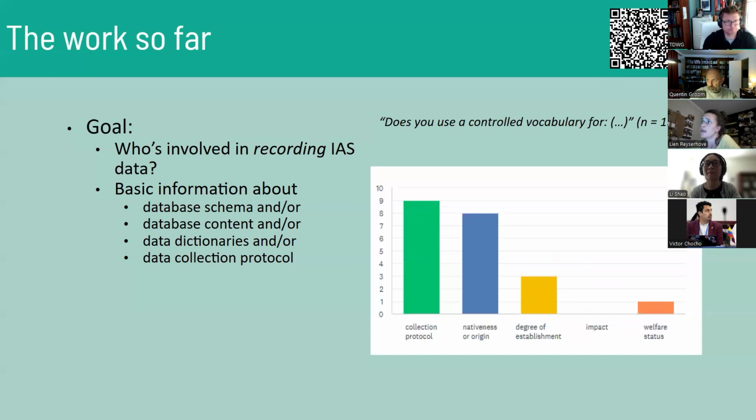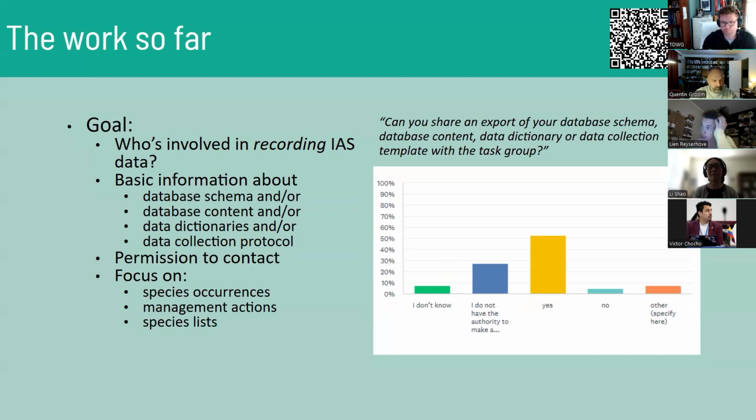And also what we wanted to know, does your database use controlled vocabulary? We don't ask for the specific details, so not which controlled vocabularies you have, but we just wanted to know, do you use controlled vocabularies, yes or no? And one of the most important questions for the survey is, for me, can you share an export of your database schema, content, database dictionary, or data collection template with this task group?